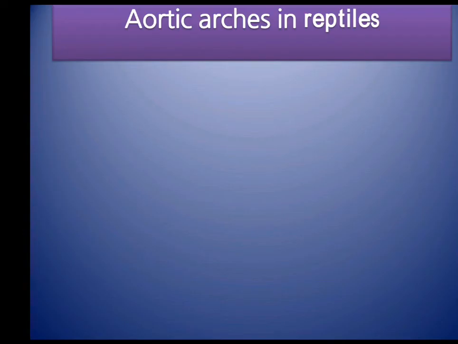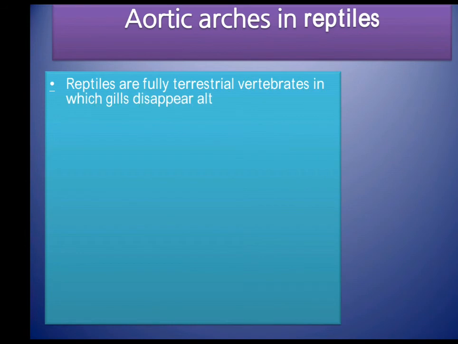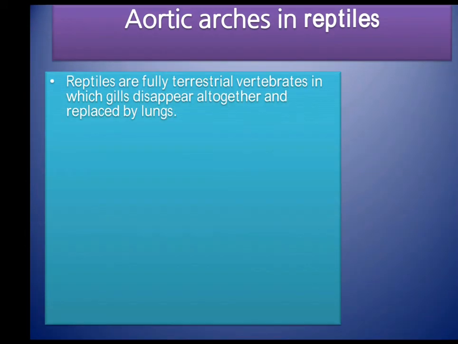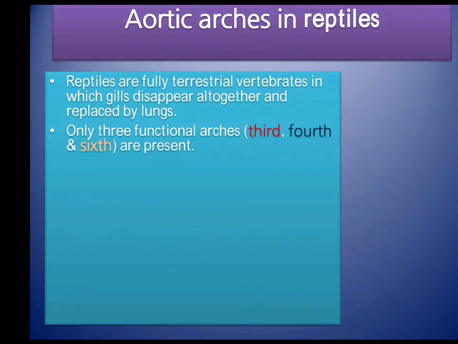Now, if we take the case of the reptilians, what we have is that the reptiles, they are fully terrestrial vertebrates in which the gills disappear together and they are replaced by the lungs. So we don't have gills in case of the reptiles. So here we have the primary seat of oxygenation as the lungs. Now, in this particular case, there are only three functional arches. So these are the same as we have seen in the anurans. Now, these are the third, fourth, and the sixth pairs.